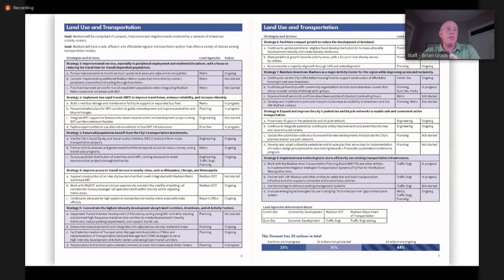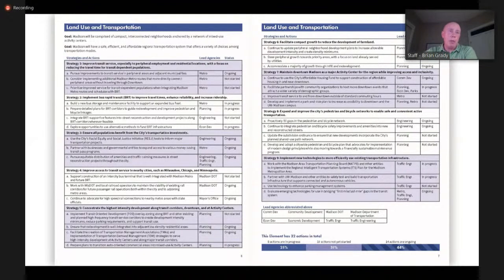For actions that have what we think is a more clear completion point, actions are either not started, in progress, or complete. There are also many actions here that are policies or things to consider as we're making decisions. Those are probably more ongoing. We listed those as ongoing, but this gives you a little status bar at the end of this second page of the actions to show where we're at.